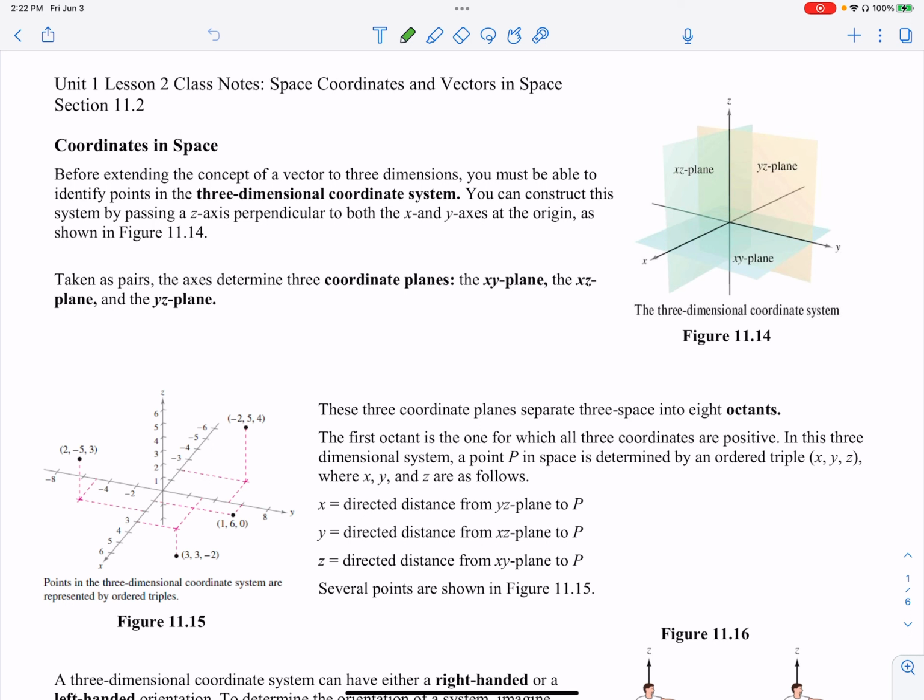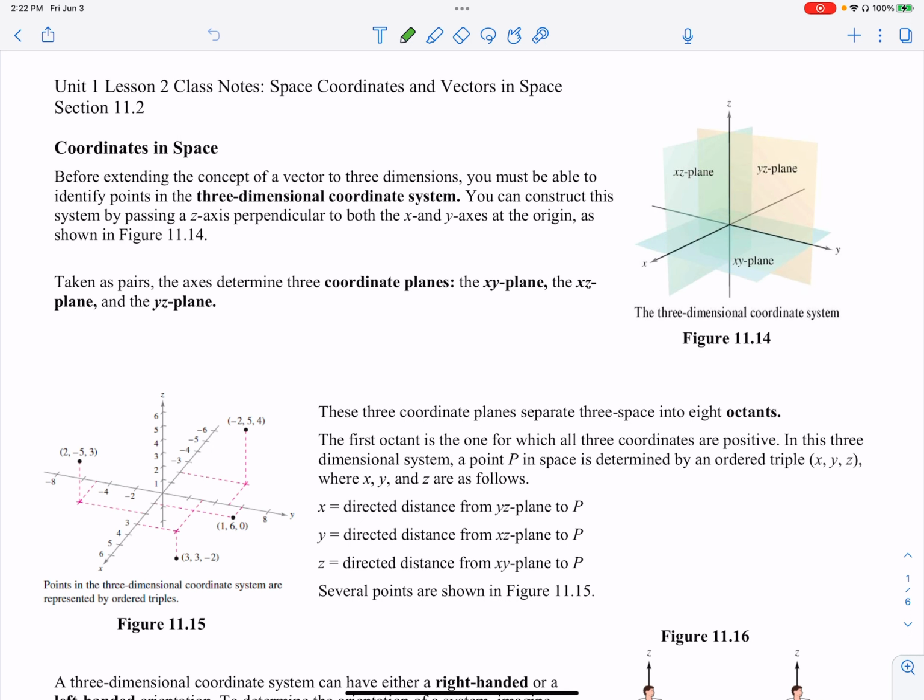Notice that the flat plane, the xy plane, is our normal graph. And then we have z coming up and z going down. So it adds a third dimension, giving us three space. So x, y, and z.